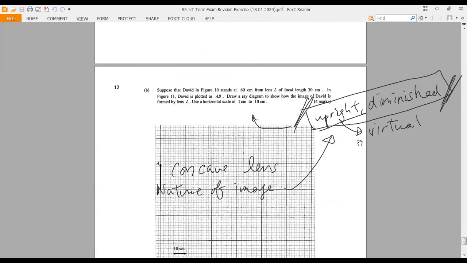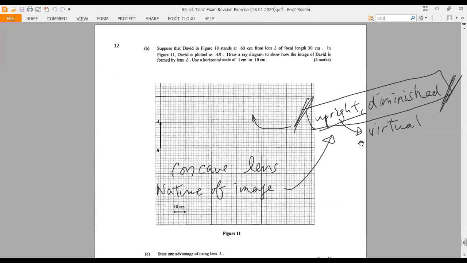Next question. You have to draw the ray diagram, okay, in this graph paper. So the question gives you the scale already. For this scale, it is 10 cm. What you have is 60 centimeter in front of the lens, and the focal length is given as 30 cm. So you have to draw.